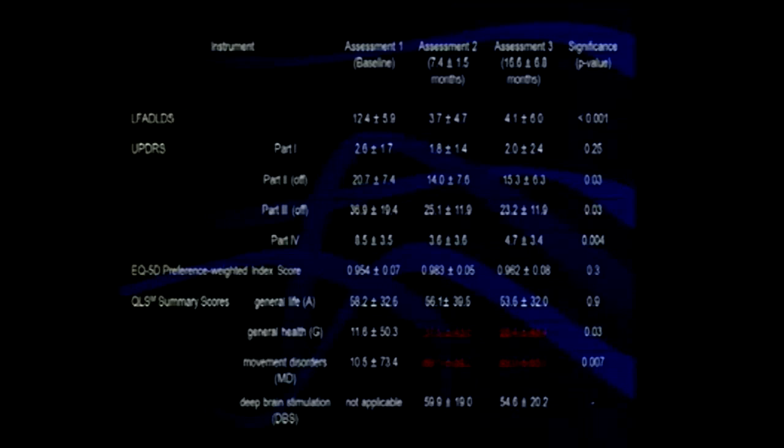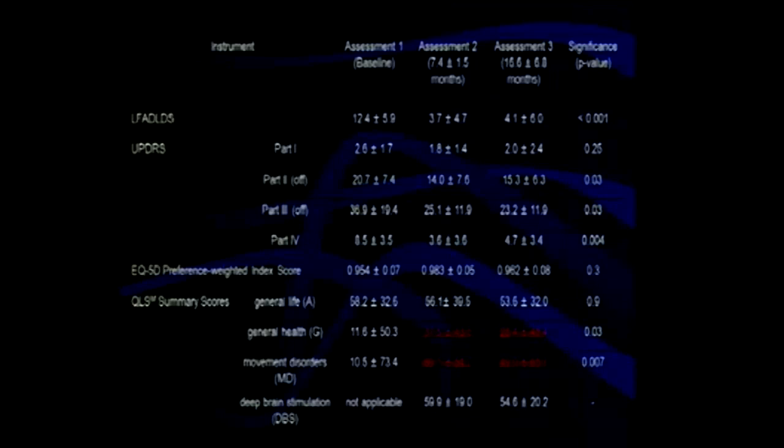General life satisfaction did not improve, and I think probably the reason is that the higher the score, the better in this scale, and that's actually a fairly high score. So I tend to think that's probably why we didn't get improvement in this, that they were already fairly satisfied with their social life and home life. But we did see improvement in the general health measure, and of course their movement disorder measure.